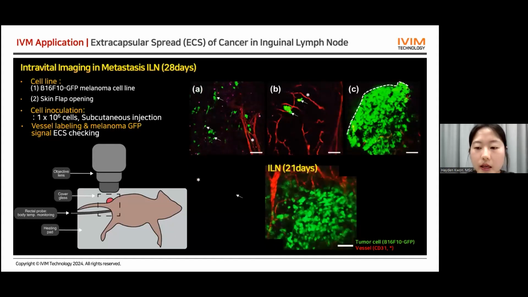On the 28th day, we observed even further, as indicated by these asterisks, that metastasis has occurred. At this point, cancer cells had grown up to the dashed lymph node boundary. You can see here.